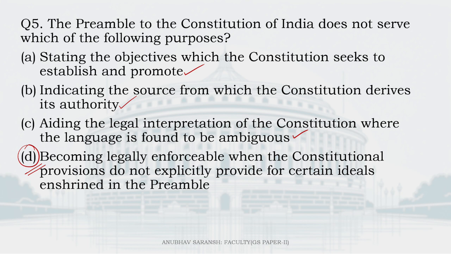Becoming legally enforceable. Preamble is not legally enforceable. So, when the constitutional provisions do not explicitly provide for certain ideals enshrined in the preamble, no, what has not been provided in the Constitution cannot be claimed through the preamble, and vice versa. Meaning, what has been provided in the Constitution cannot be prevented by the preamble. So, D is the right answer. It does not serve this particular objective.